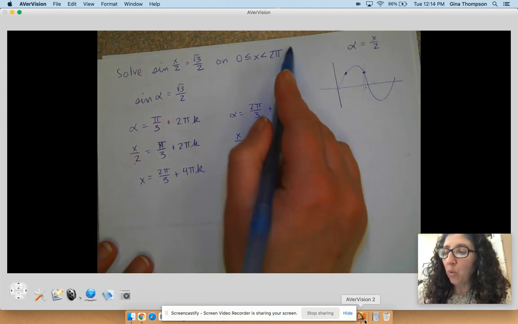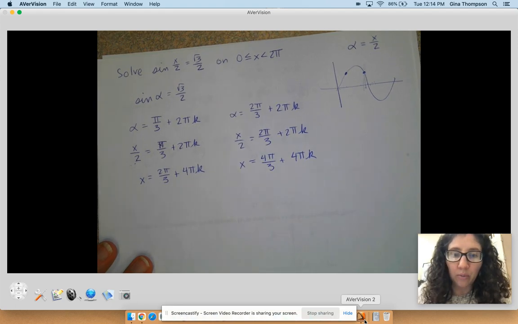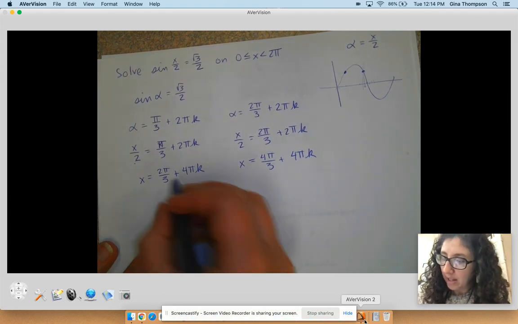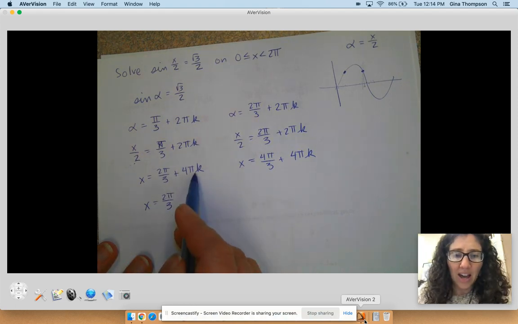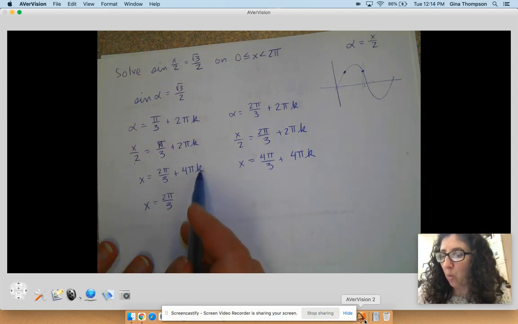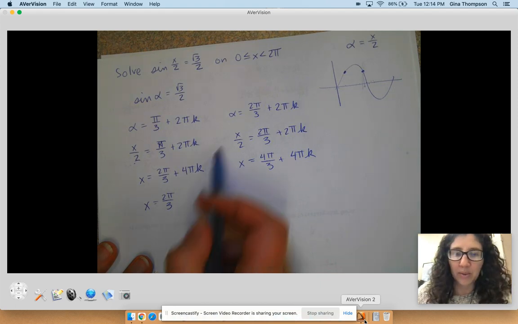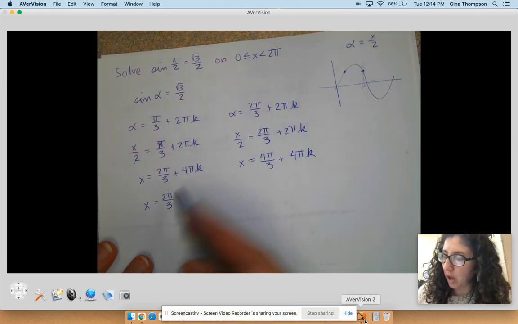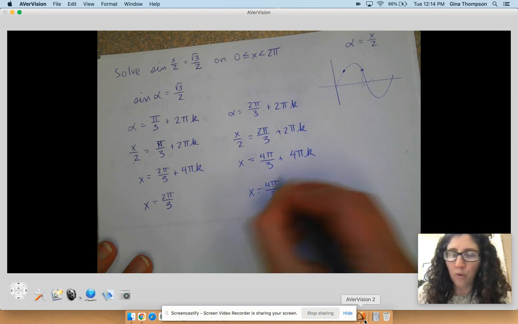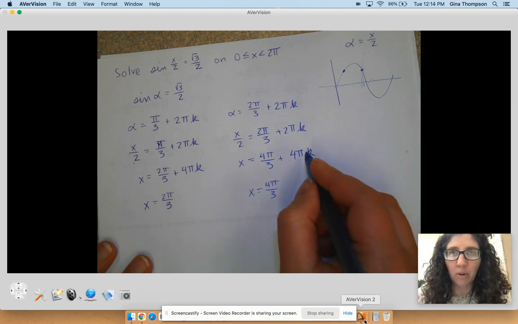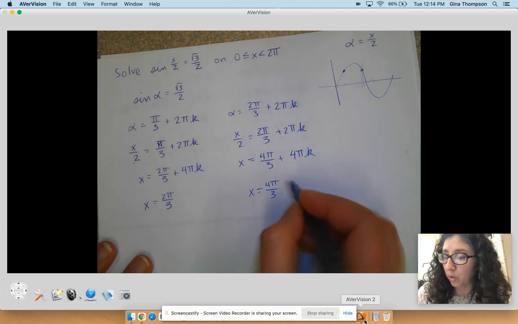Okay, so now we have to say which of our values are going to fall in this interval from 0 to 2 pi. Well, definitely 2 pi thirds. If k is 1 and I add 4 pi to it, I'm going to be way outside this interval, right? So this is the only answer. And the same thing over here. If I add 4 pi k, it's going to bring me way outside of 2 pi. So these are my only solutions.